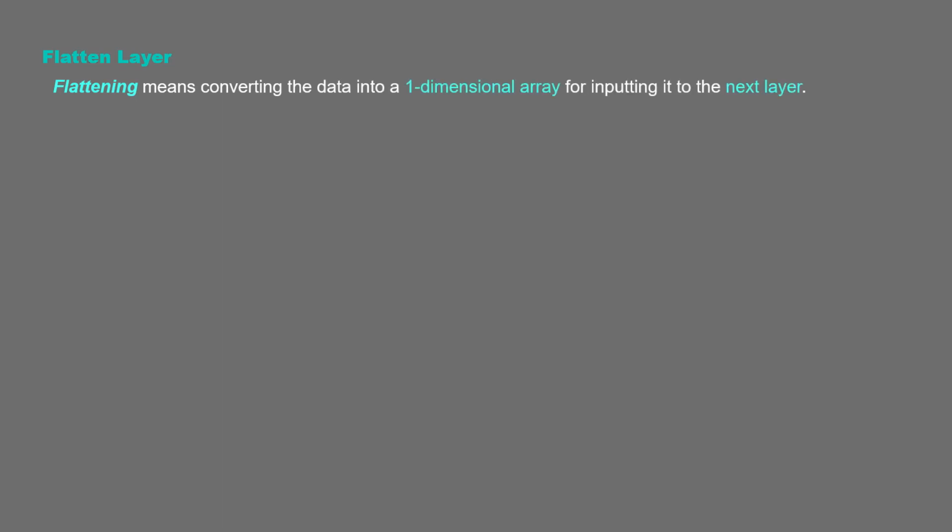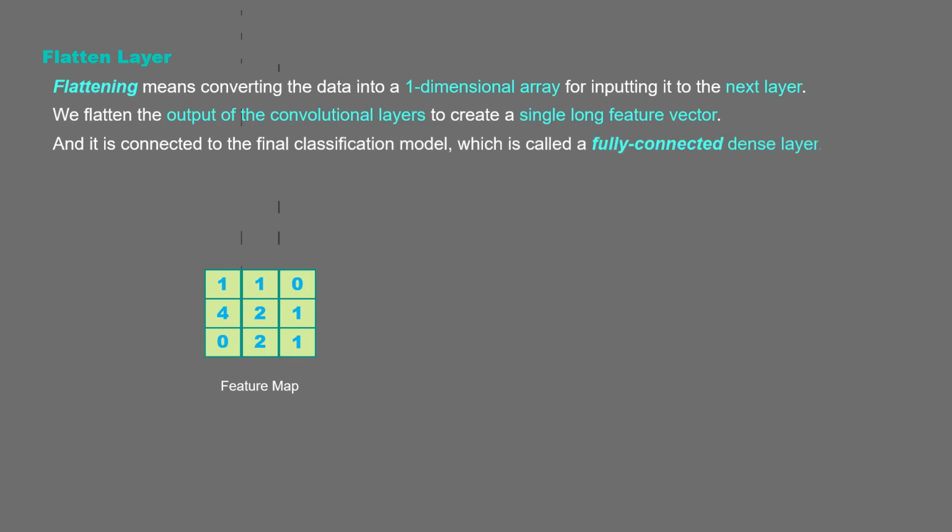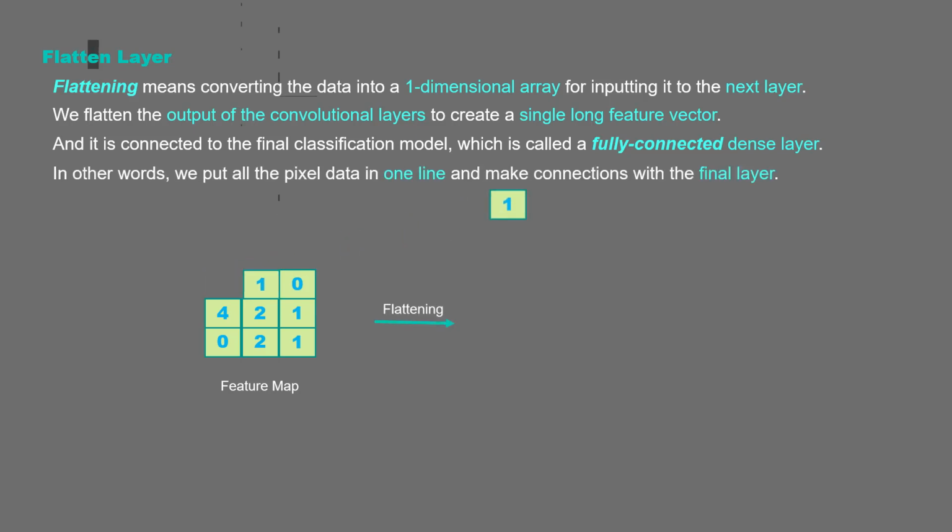Flatten layer. Flattening means converting the data into a one-dimensional array for inputting it to the next layer. We flatten the output of the convolutional layers to create a single long feature vector, and it is connected to the final classification model, which is called a fully connected dense layer. In other words, we put all the pixel data in one line and make connections with the final layer.